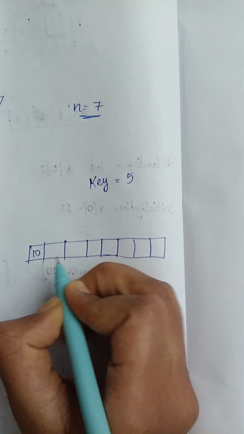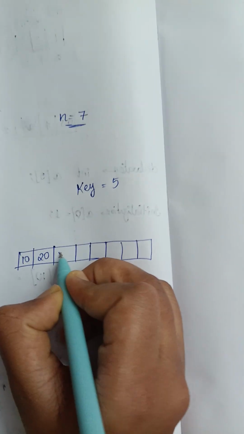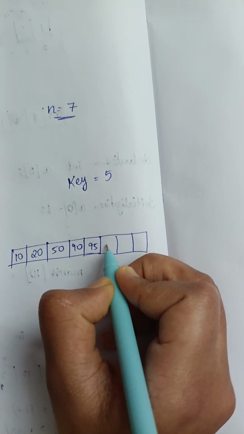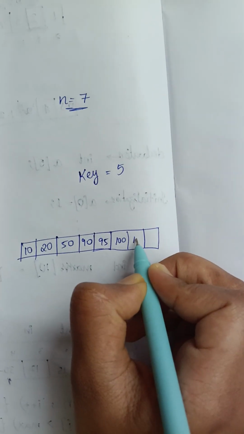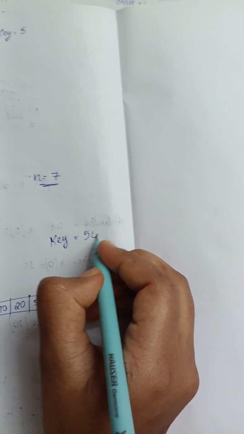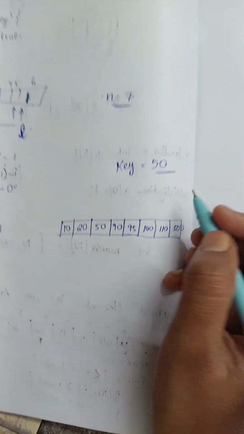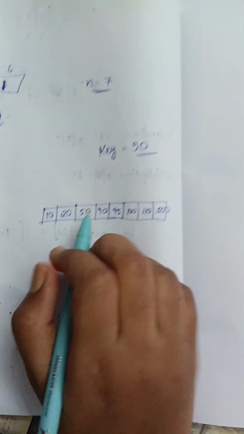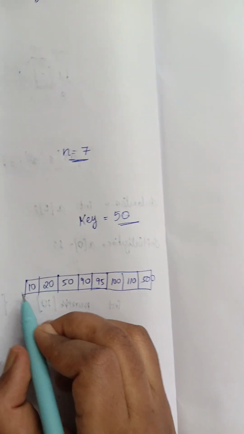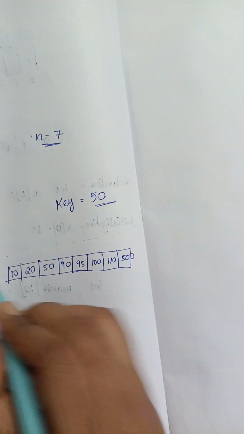Okay, suppose that this is 10, this is 20, this is 50, this is 90, this is 95, this is 100, this is 110, this is 500, and they want us to find the key 50. The key they have given us is 50 and we need to find 50. In linear search we proceed this way, right? If 50 is at the ending, we need to move from here to here. That means the for loop must run from 0 to n.